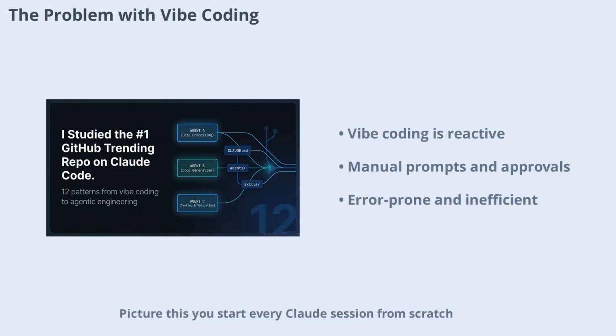Picture this. You start every Claude session from scratch, retyping prompts, manually approving permissions, and hoping for the best. When mistakes happen, you tweak your prompt and try again. This reactive style is called vibe coding. It's inefficient and error-prone, especially as projects grow. The real issue isn't Claude itself, it's the lack of structure and reusable configuration. Without a system, you're left repeating yourself and relying on memory. The solution? Shift your mindset from chat-based interactions to orchestrated, agent-driven workflows. This sets the stage for the 12 patterns we'll cover.